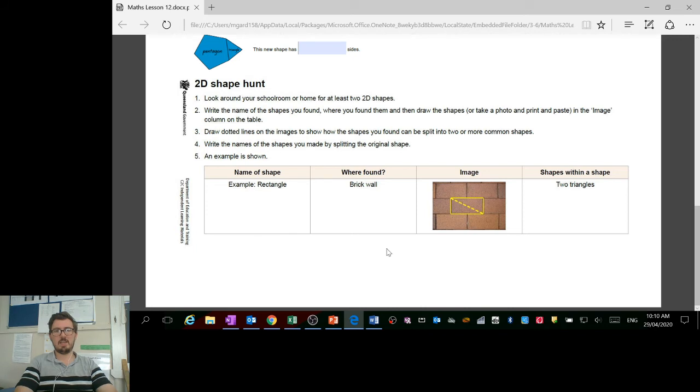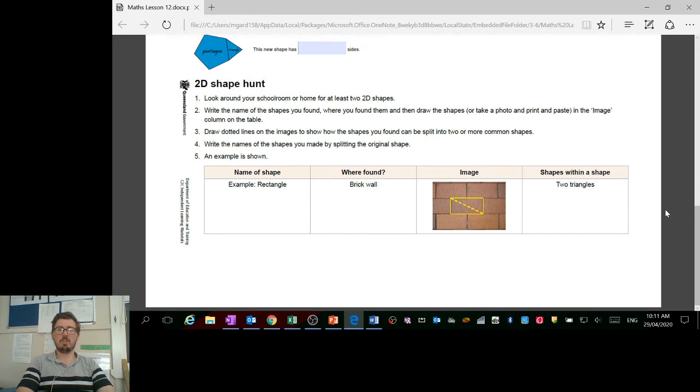So the first one here is taken from a brick wall. So where was it found? A brick wall. What was the name of the shape? A rectangle. Then it wants you to draw dotted lines, step 3, on the shape so you can split it into 2 more common shapes. So they've cut that shape in half and made it into 2 triangles. So they've written the new shapes there.